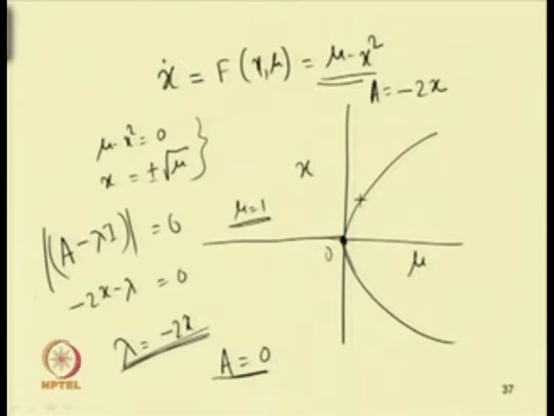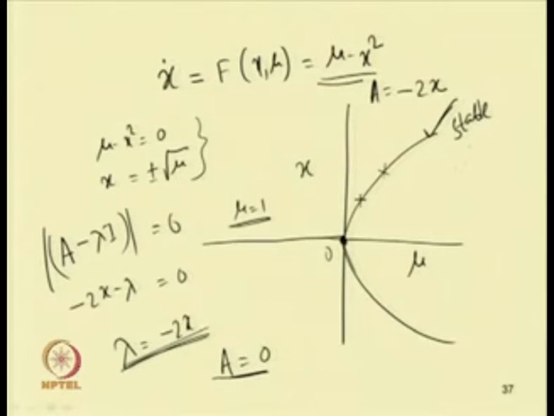Then x becomes plus 1 and minus 1. For x equal to plus 1, lambda becomes minus 2. Corresponding to the other point, x equal to minus 1, lambda is plus 2. So, as the eigenvalue is negative for x equal to plus 1, this branch is a stable branch.